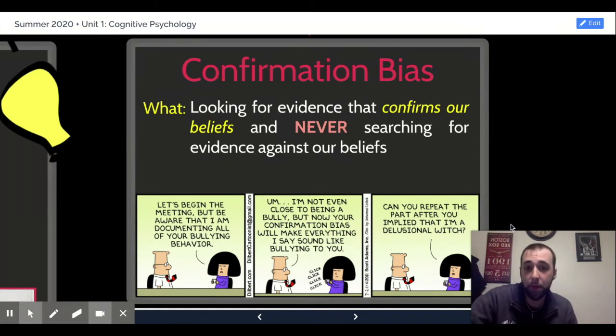So if you believe your computer can be fixed by turning it off and on, you constantly look through Google search after Google search for why that specific technique and that strategy is going to work, and never take the time to step back and think, is there any evidence against this approach? Could I be making a mistake? Maybe I should take the time to play devil's advocate on my own beliefs. We have the tendency not to do that. It's a cognitive bias that's exhibited constantly.